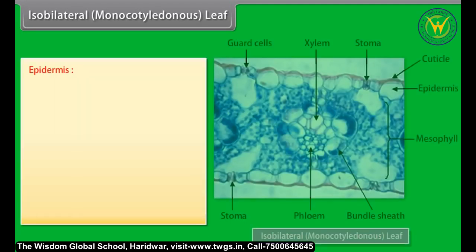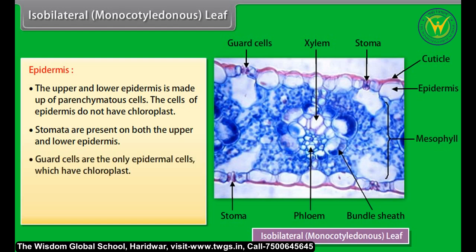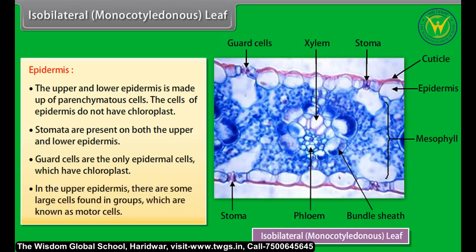Isobilateral monocotyledonous leaf. Epidermis. The upper and lower epidermis is made up of parenchymatous cells. The cells of the epidermis do not have chloroplasts. Stomata are present on both the upper and lower epidermis. Guard cells are the only epidermal cells which have chloroplasts. In the upper epidermis, there are some large cells found in groups which are known as motor cells.